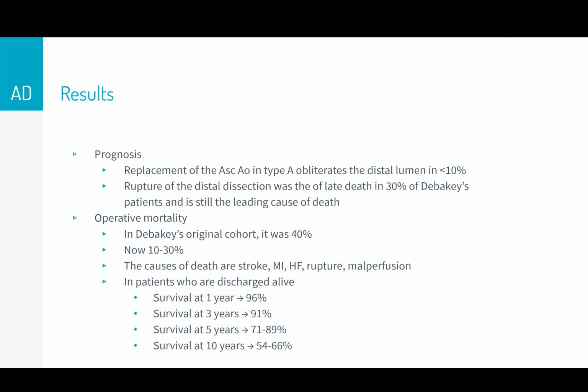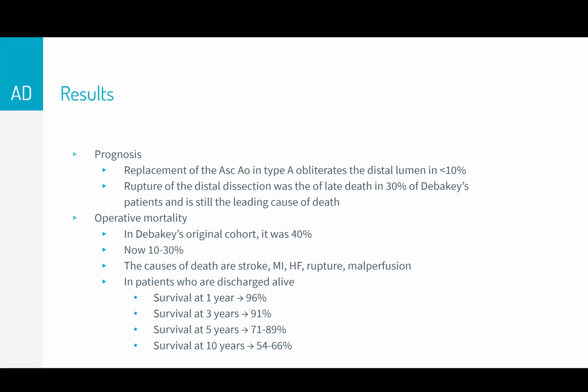Okay, for the prognosis after the repair, replacement of the ascending aorta in type A obliterates the distal lumen in less than 10% of the patients. Rupture of the distal dissection usually was the cause of the late death in 30% of the DeBakey's patients and is still the leading cause of death.